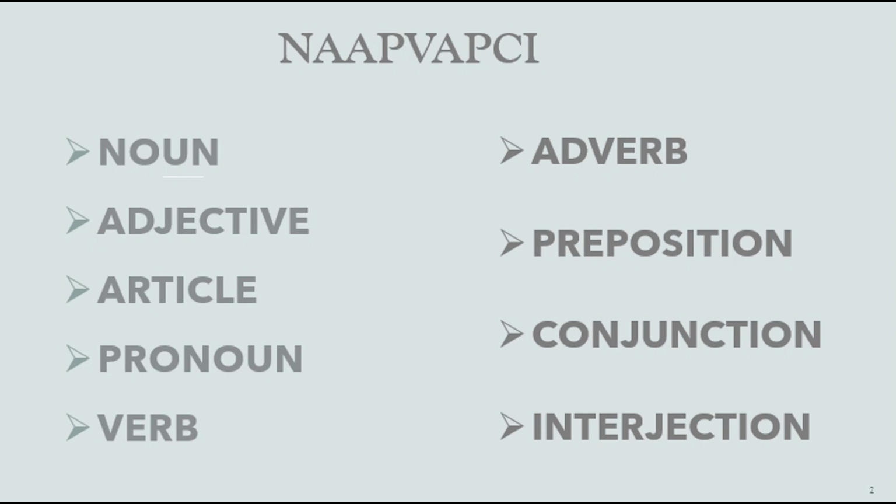They are noun, adjective, article, pronoun, verb, adverb, preposition, conjunctions, and interjection. So, through this NAP WAPSI, we can remember that there are almost eight to nine parts of speech in a sentence.